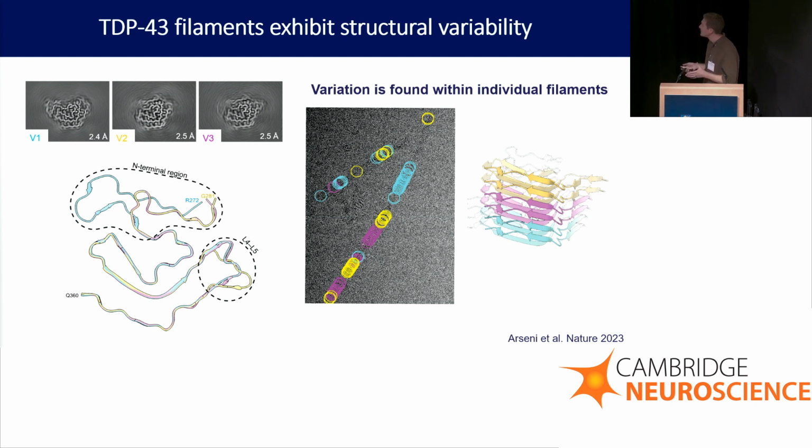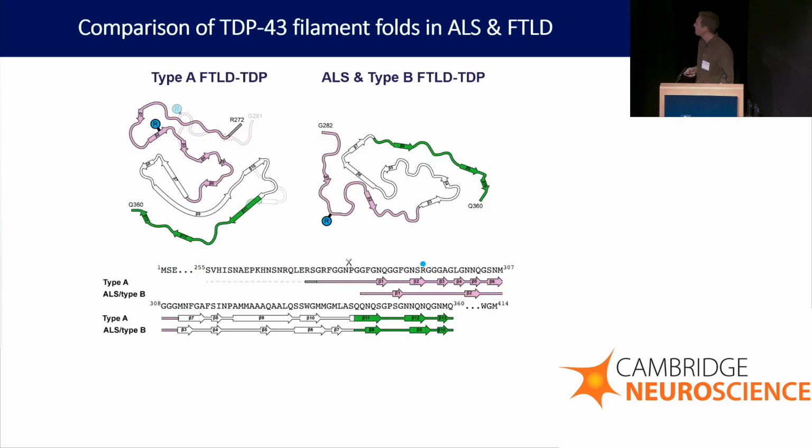And this is important if we think about designing tools that will bind to these filaments for diagnosis or therapies. We don't want to target these regions. The filament may just change its structure. Rather, we should go after these fixed and rigid regions.